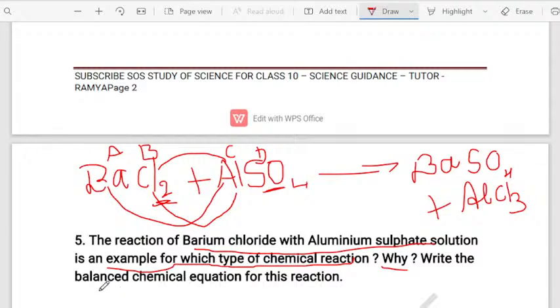I am waiting to see who gives the right answer first. BaCl2 plus Al2(SO4)3 gives rise to BaSO4 plus AlCl3. Ismail E has given the right answer. Very good.